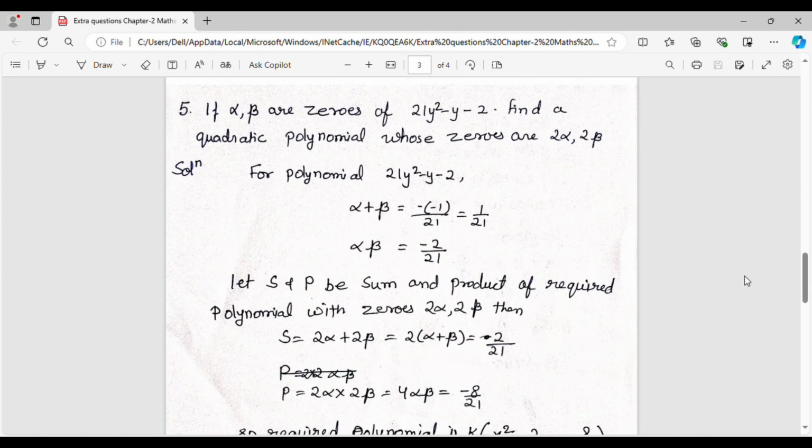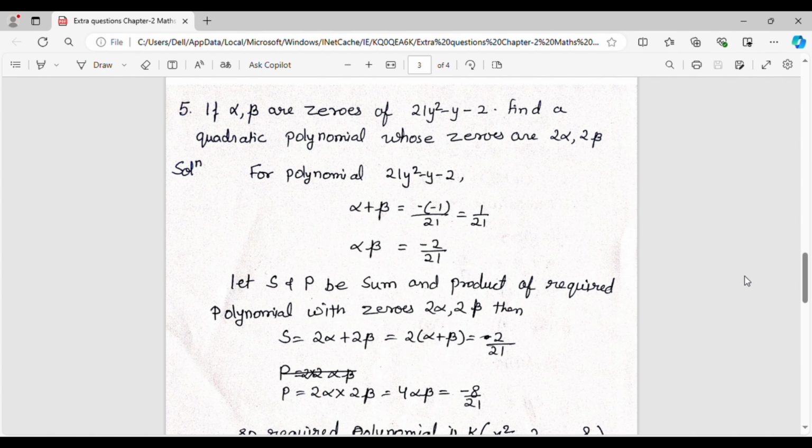Next question, if alpha and beta are zeros of 21 y square minus y minus 2, find a quadratic polynomial whose zeros are 2 alpha and 2 beta. In this, first we will find the sum of and product of zeros as we did in the previous questions. Then we will assume as sum and product of the required polynomial which we are required to find as 2 alpha and 2 beta. So S is 2 alpha plus 2 beta. After taking 2 as common, we will be left with alpha plus beta.